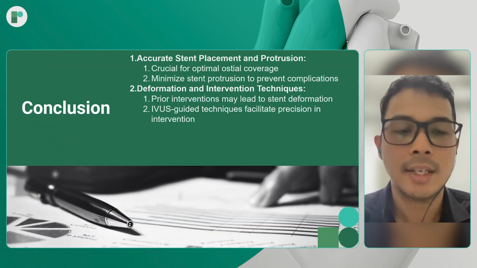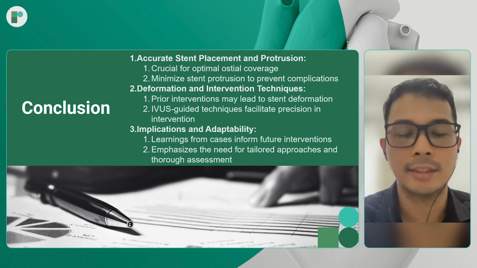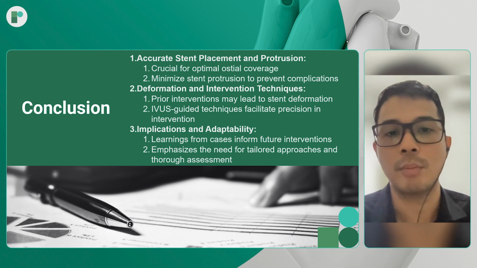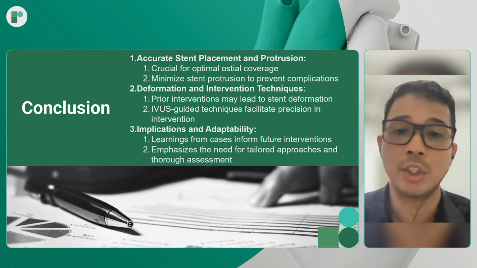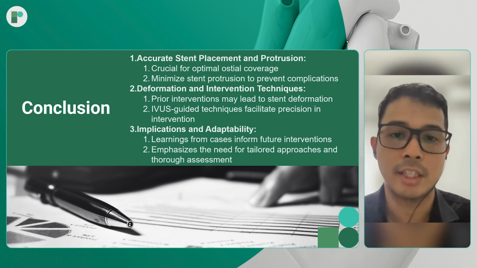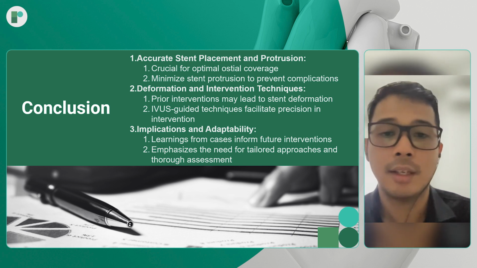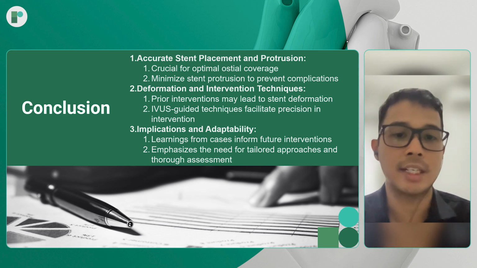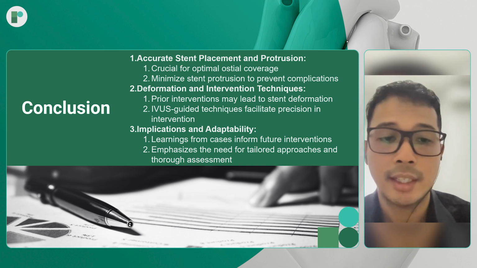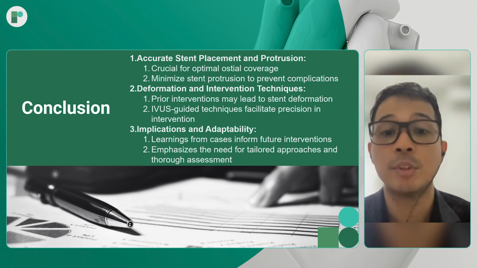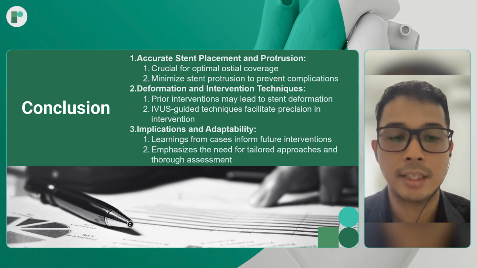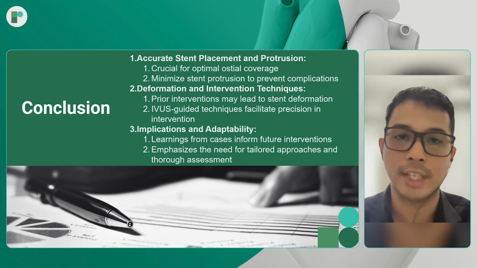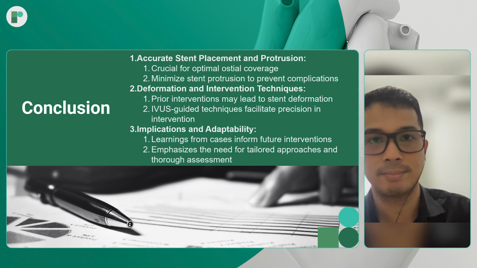In conclusion, we have to know that accurate stent placement is important because it's crucial for optimal ostial coverage and minimizing stent protrusion to prevent complications. Second, stent deformation and intervention techniques are also important because prior interventions may lead to stent deformations, and IVUS-guided techniques facilitate precision interventions. And lastly, the implications in adaptability in this case, because we can learn from cases and inform future interventions, and it also emphasizes the need for a tailored approach and true assessment. Thank you.